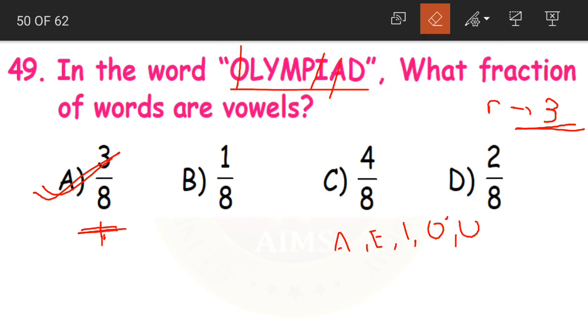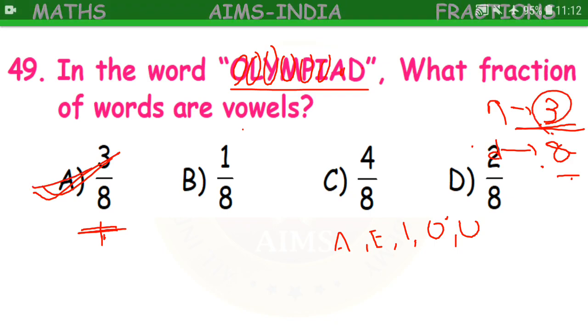Okay. But it's better that we cross check. 1, 2, 3, 4, 5, 6, 7, 8. We are having in total 8 letters in the word. So that becomes our denominator. And only 3 letters are vowels. So 3 becomes our numerator. Yes children, and 3 by 8 is our fraction.